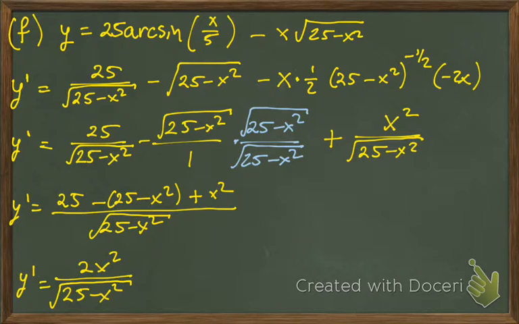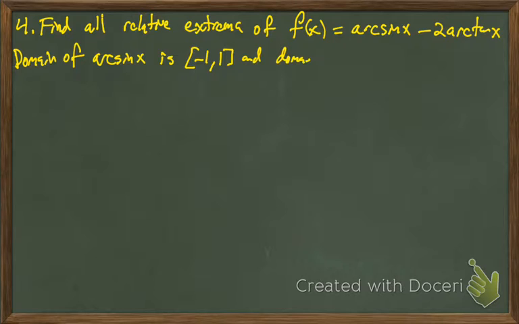Okay. The last example we're going to take a look at is to find all the relative extrema of arc sine of x minus 2 arctan of x. We'll go ahead and mention what the domain of arc sine is. That's minus 1 to 1, including minus 1 and 1, and then the domain of the arctan is all real numbers. So the domain of this function is going to be the smaller of the two, minus 1 to 1, the intersection there.